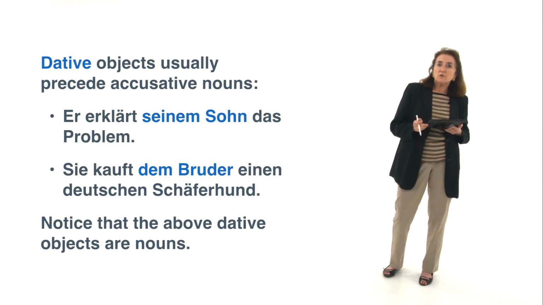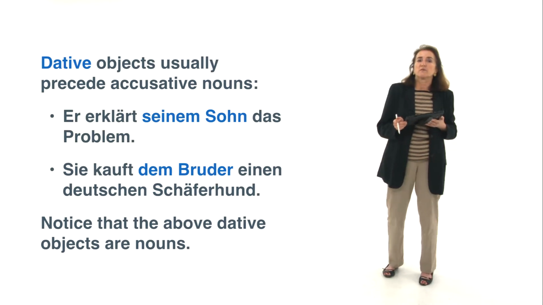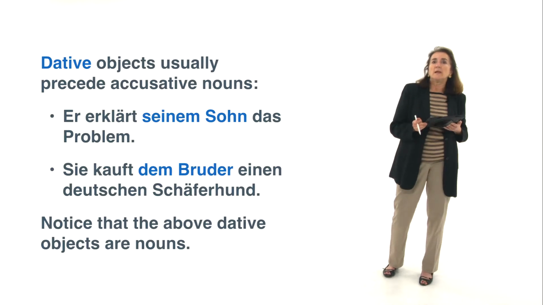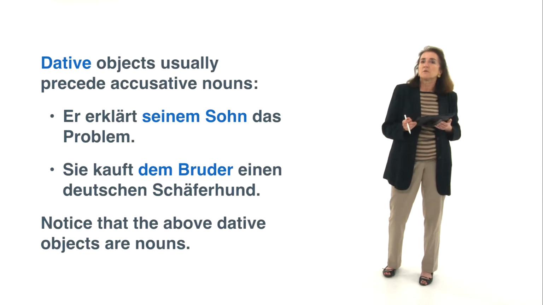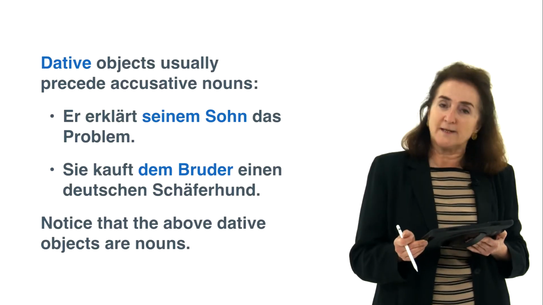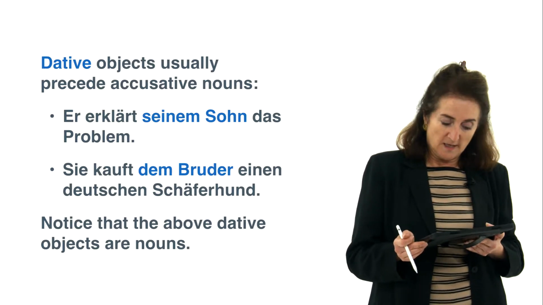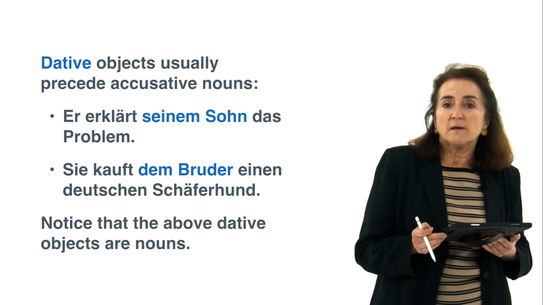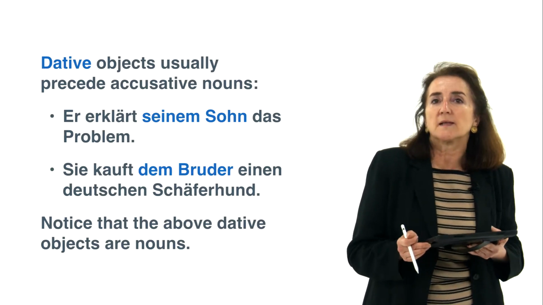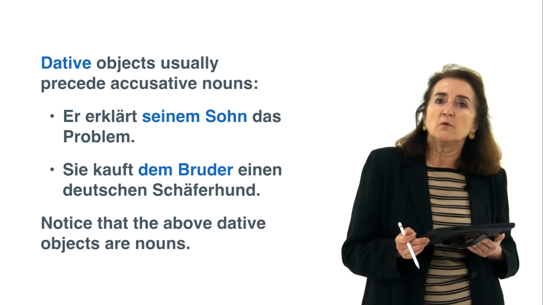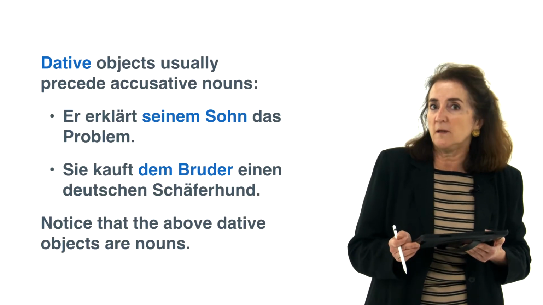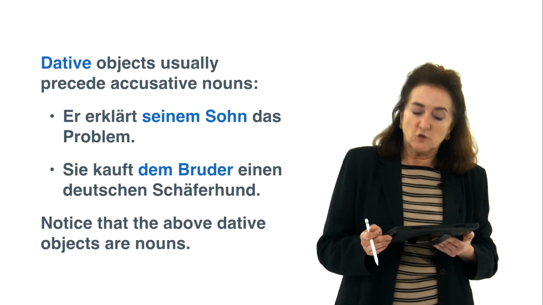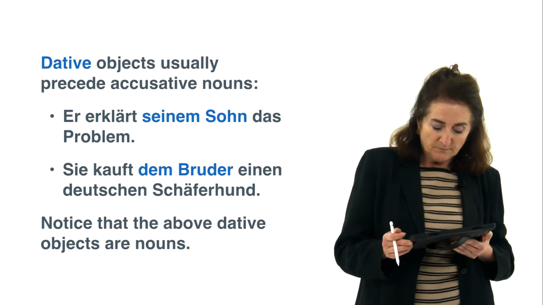Dative objects usually precede accusative nouns. Example, erklärt seinem Sohn das Problem. Sie kauft dem Bruder einen deutschen Schäferhund. So he explains a problem to his son, seinem Sohn. In blue is dative, und sie kauft dem Bruder. She buys a German Shepherd for her brother.